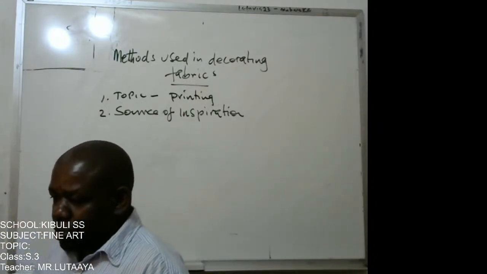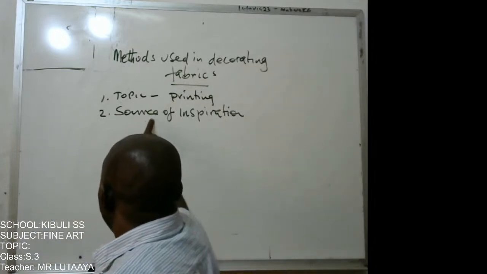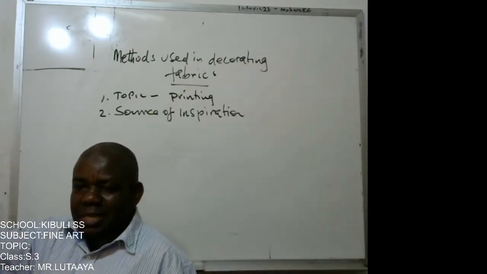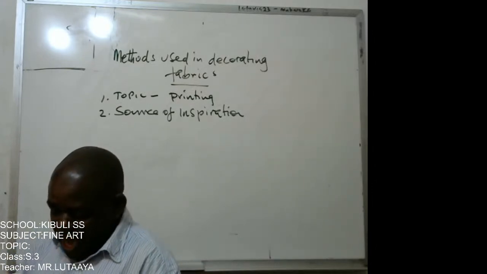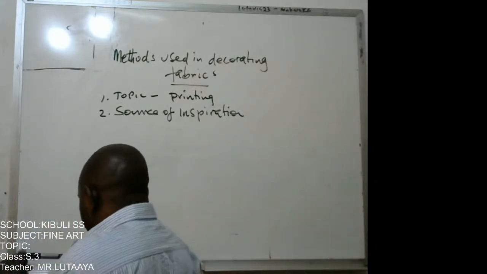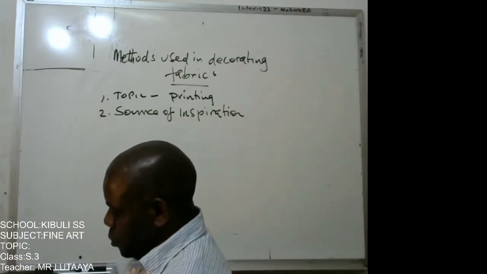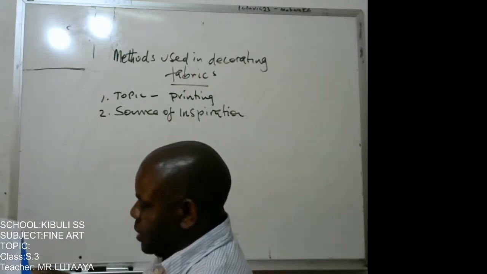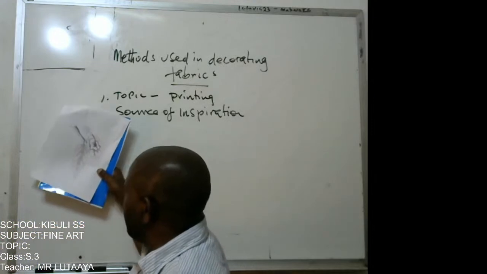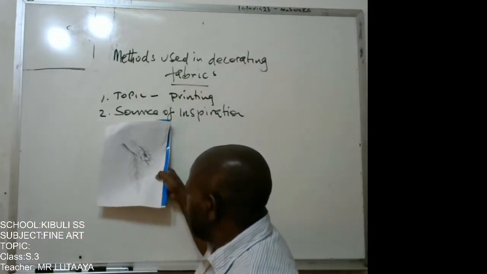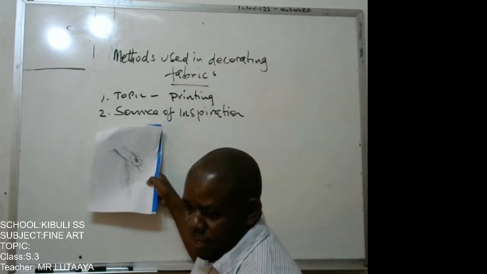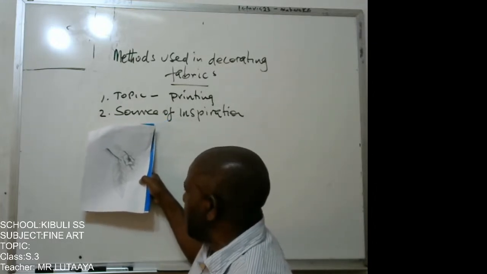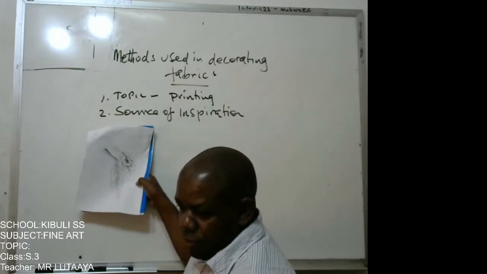Now we begin with the source of inspiration. Source of inspiration, I'm saying you just pick any object of your interest and create a design. I'm showing you this. For example, this one used a branch having a flower and having one leaf and then the stem or the small branch. Yeah? The hibiscus flower. So this one used it.